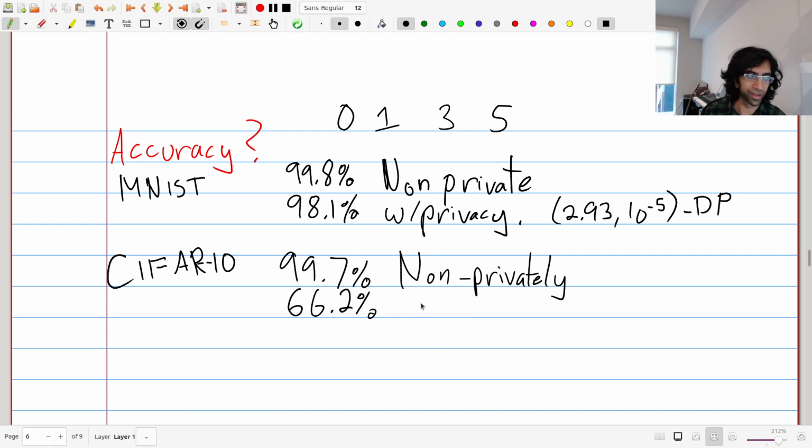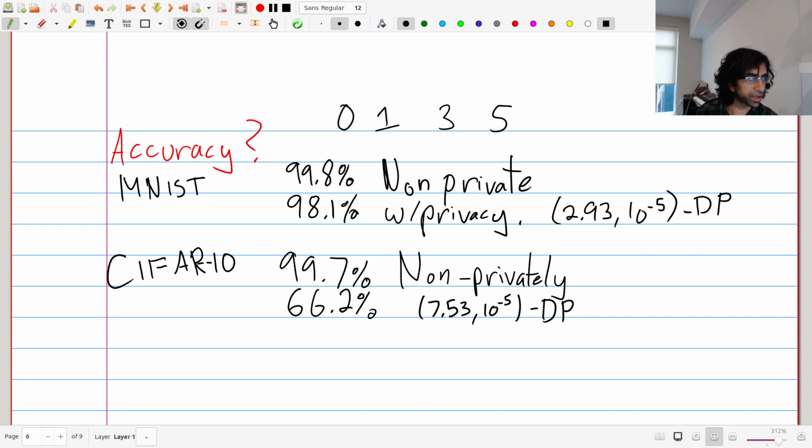This is not good enough. And this only guarantees (7.53, 10^-5)-differential privacy. So it's not a good accuracy guarantee, and it's not a good privacy guarantee either. So I would say that right now we can do MNIST pretty well, not incredibly, but we really can't do CIFAR-10. There's a lot that still needs to be done in order to improve the state of the art in private machine learning.